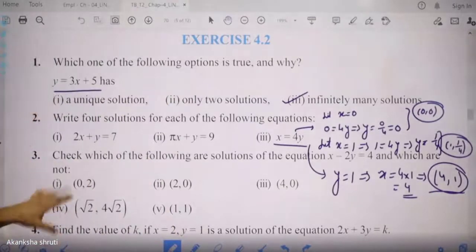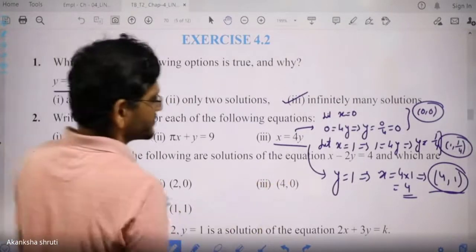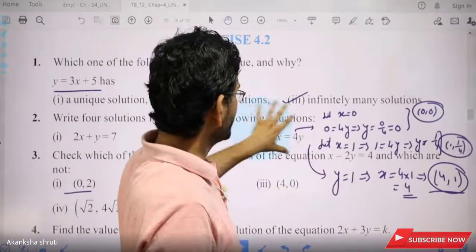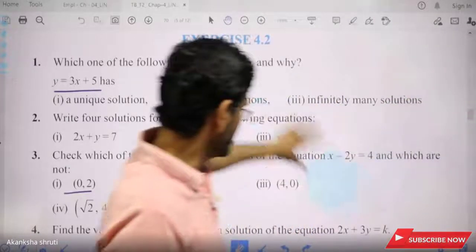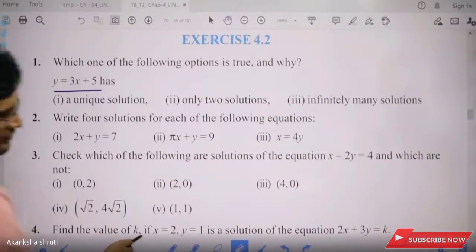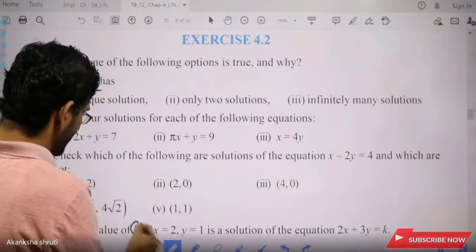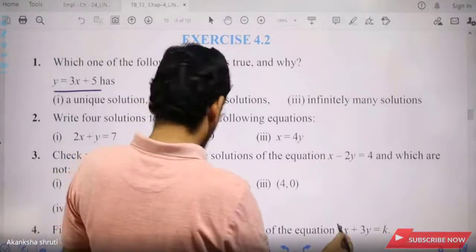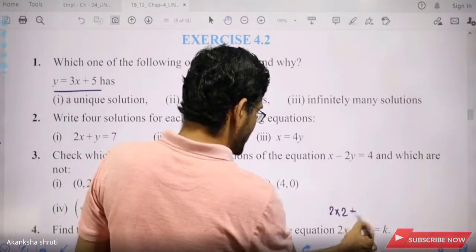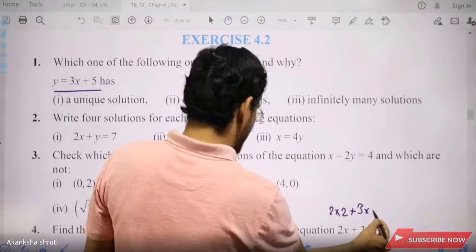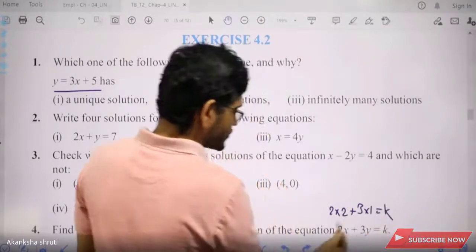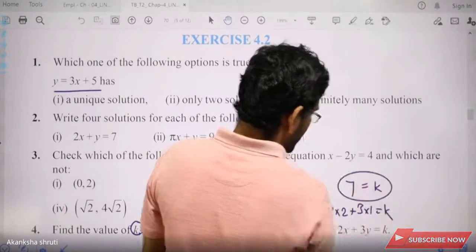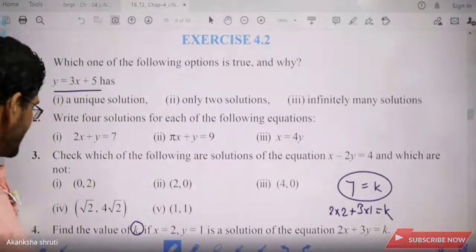Students, you have to check which of these are solutions. This we have already done. Substituting in this equation, we can get whether these are solutions or not. Students, question number 4 we had also done. Find the value of k so that x equals 2, y equals 1 is a solution. Substitute x equals 2 and y equals 1: 2 into 2 plus 3 into 1 is equal to k. Just solve it. 4 plus 3 is 7 on the left hand side, equal to k. So the value of k is 7. This thing we had already done.